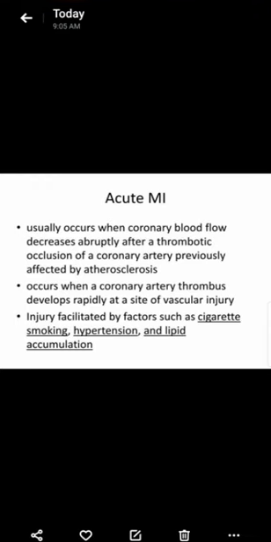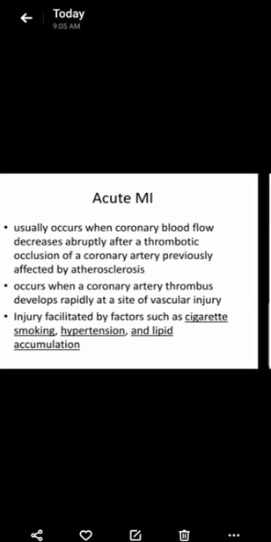and injury is facilitated by factors. There are multiple factors that will lead to this endothelial injury. These are cigarette smoking, hypertension, lipid accumulation.